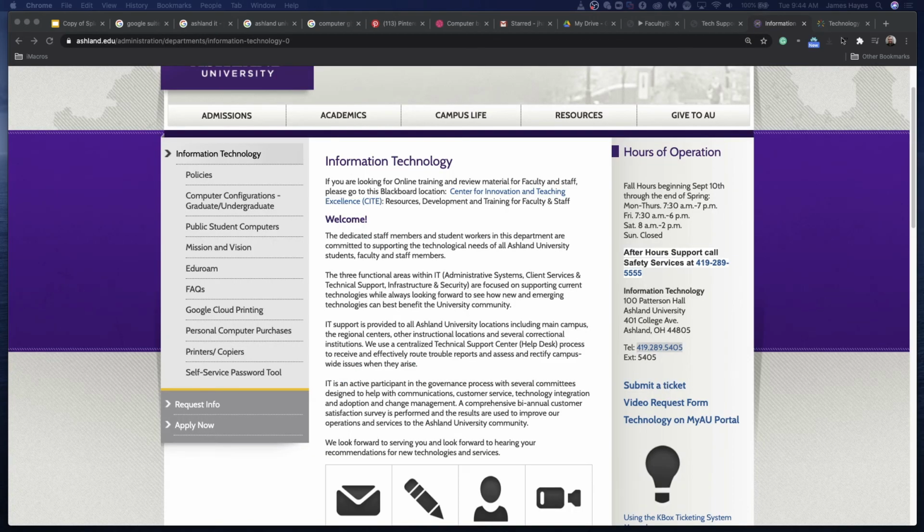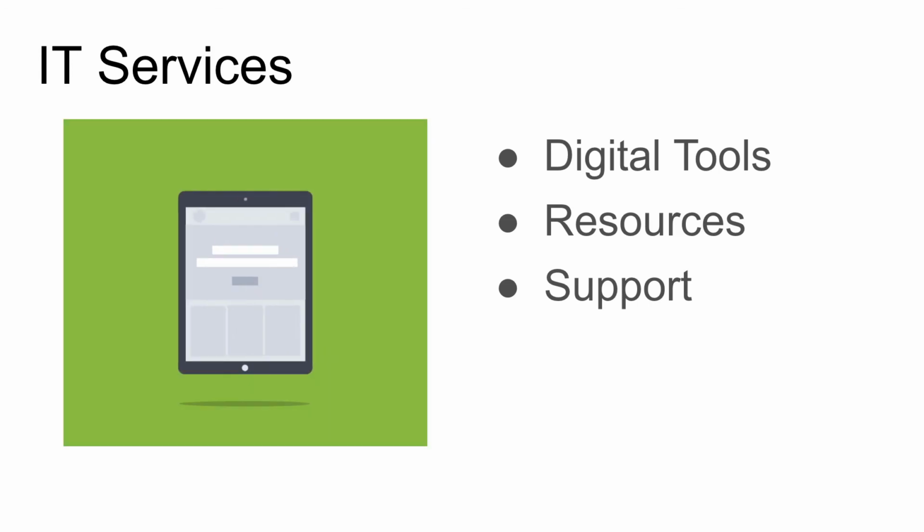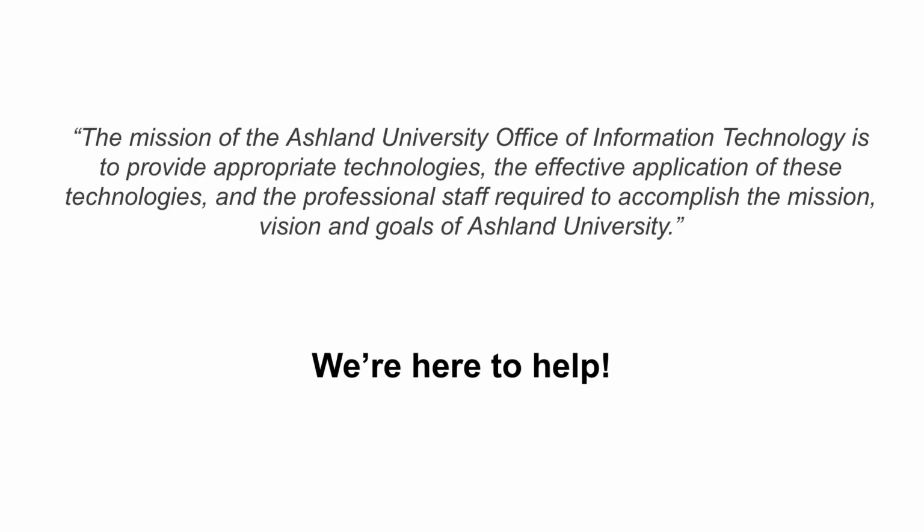You can also call into the Technical Support Center at 419-289-5405. To sum up, we've looked at the digital tools, resources, and support available to students of Ashland University. While the mission of the IT department is to build an infrastructure to support all activities of the university, I like to sum that up by saying, we're here to help.